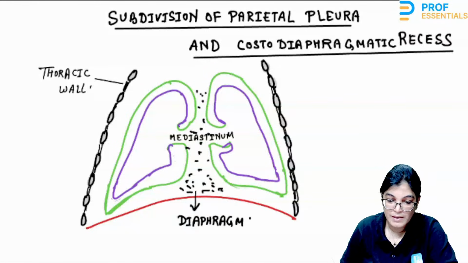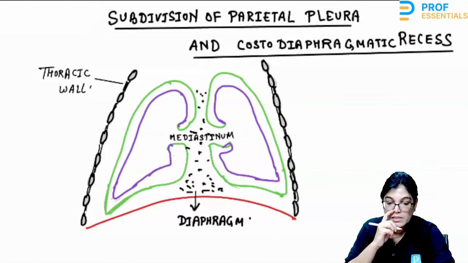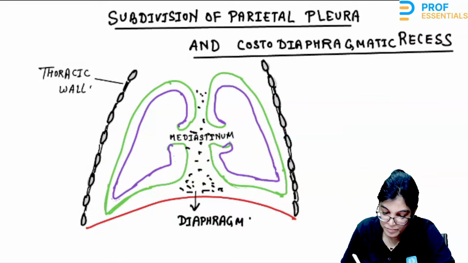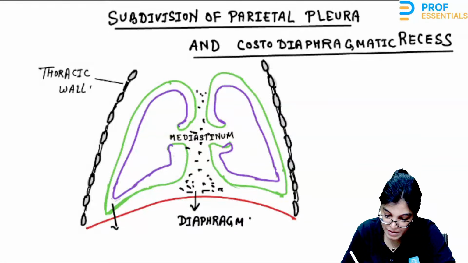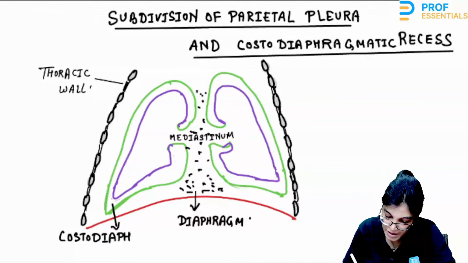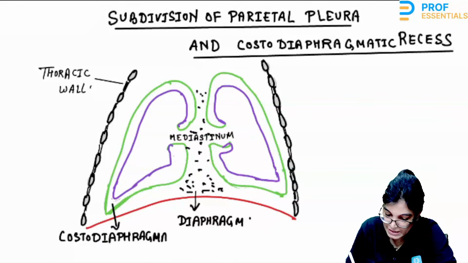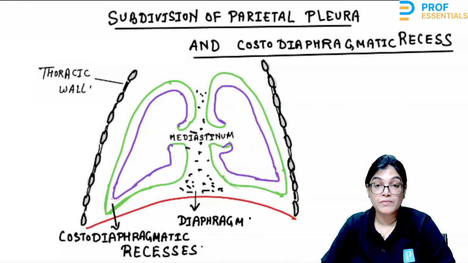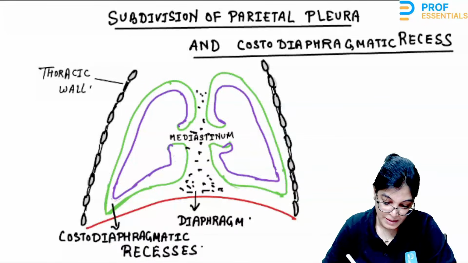Got it? And this space is the costodiaphragmatic recesses. This is costodiaphragmatic recesses. Okay, dear, this space. Now the parts of the pleura are also important. So here we can have a dotted line.